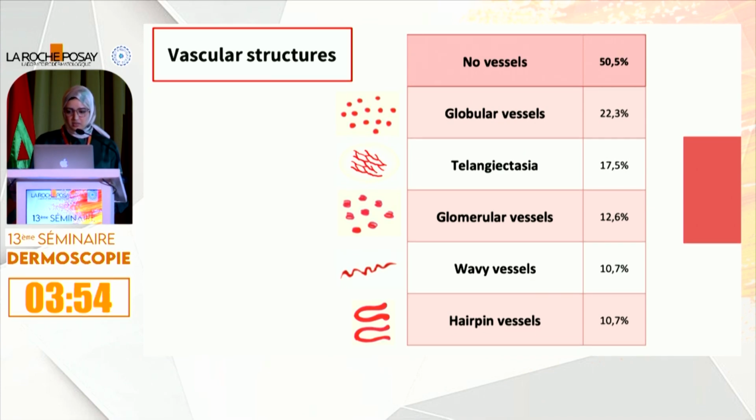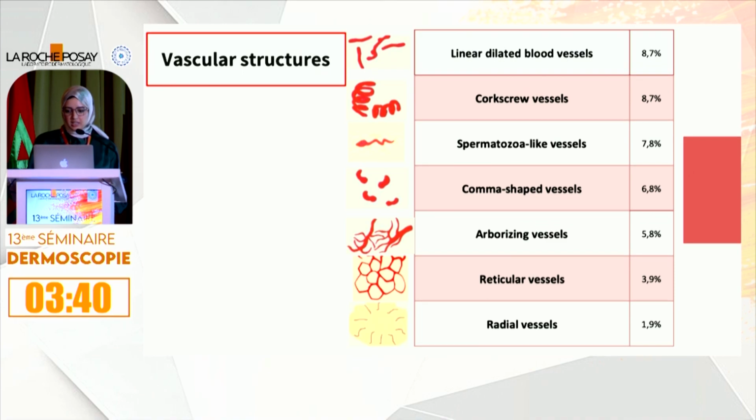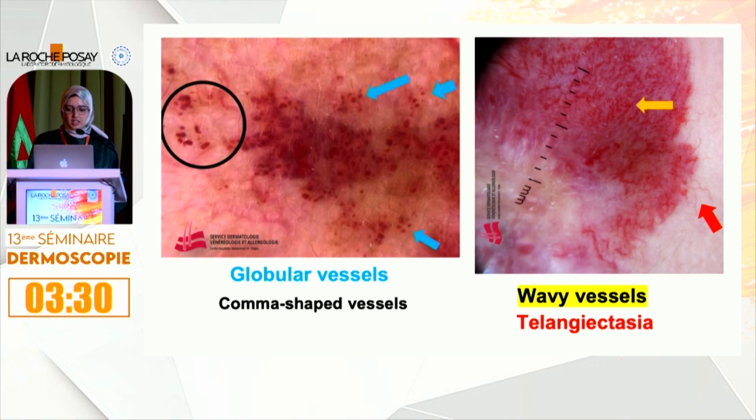There were no vessels in almost half of the cases, and the vascular structures found in decreasing order were globular vessels in 22%, telangiectasia, glomerular, wavy, and hairpin vessels. Then linear dilated blood vessels, corkscrew vessels, spermatozoa-like vessels, gamma-shaped, arborizing, reticular vessels, and finally radial vessels. Here are some pictures of the most common vessels found in our study.